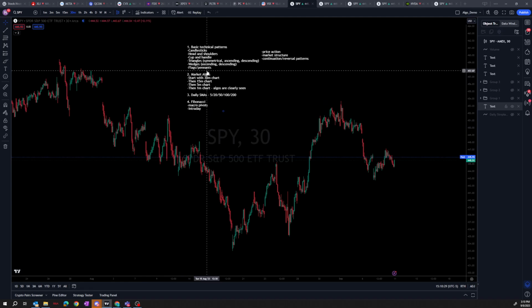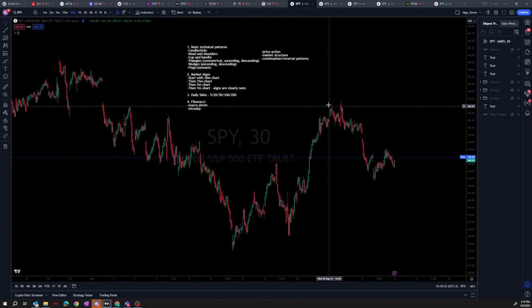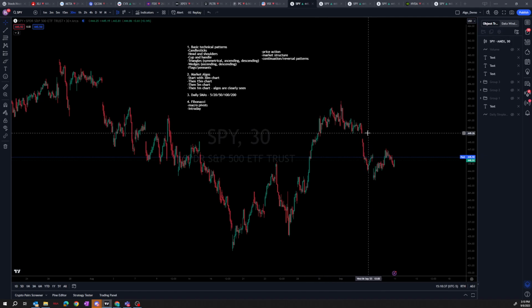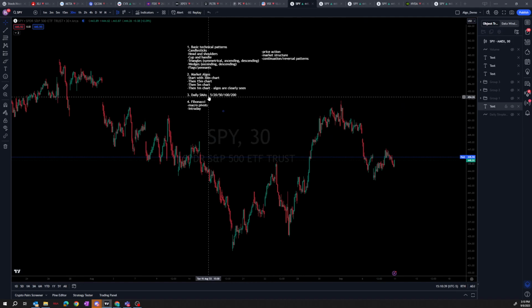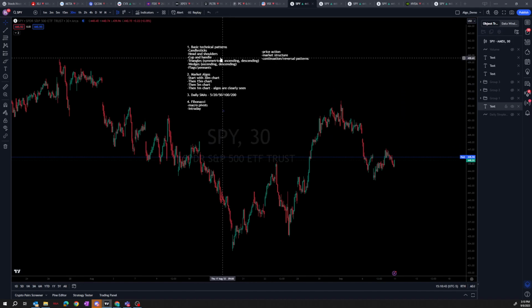And then you've got your flags, pennants. A flag is basically something big like this, where you have a little flag structure. Typically it breaks out to the upside. In this case, it broke down. But you guys can get on YouTube, Google, and look up all these different technical patterns.